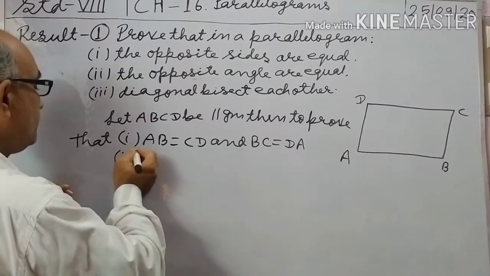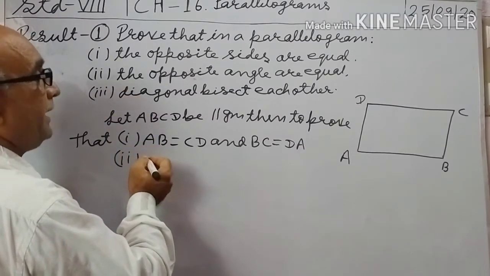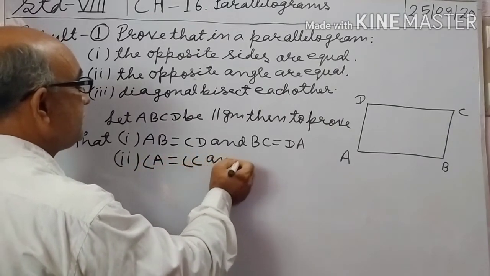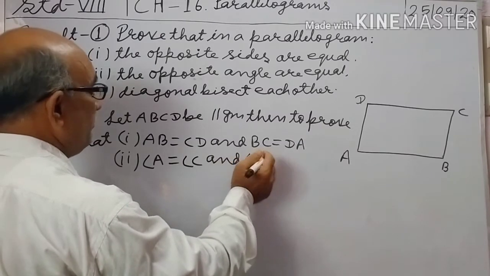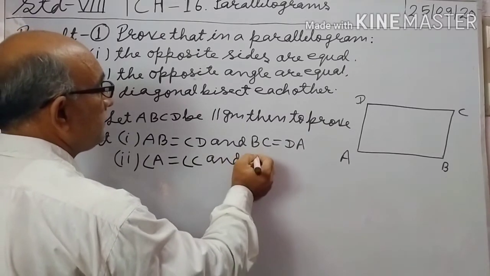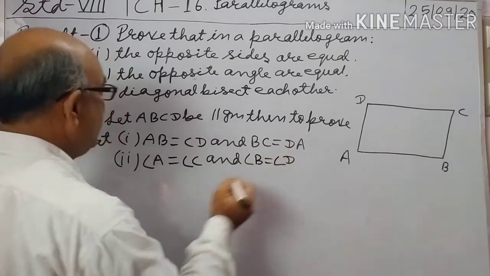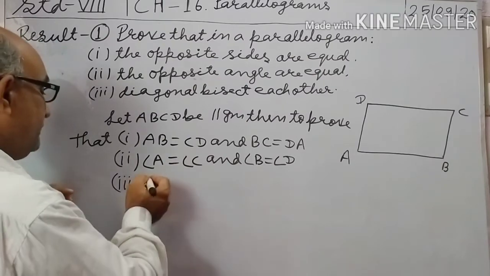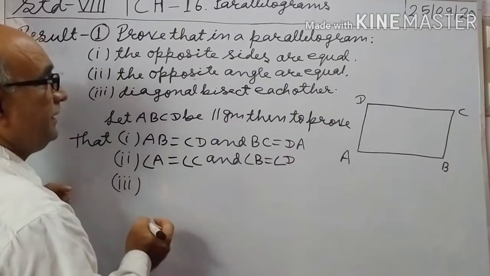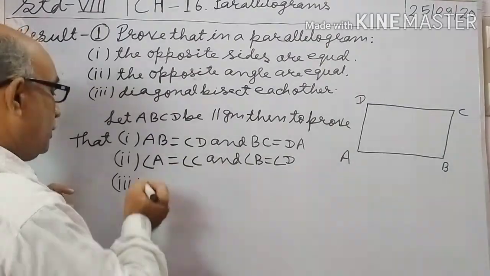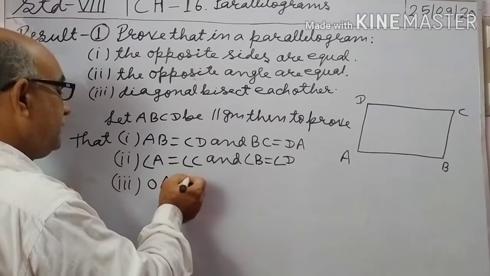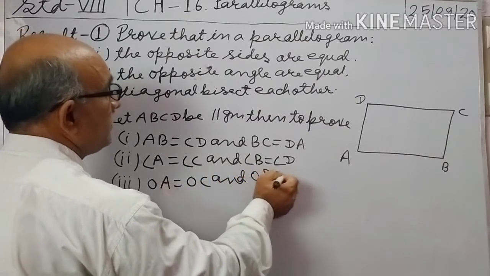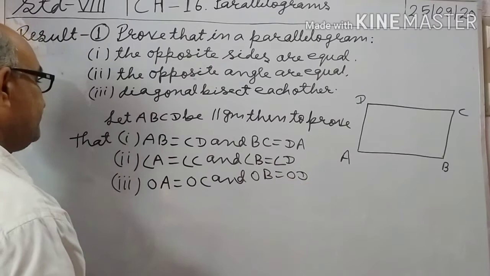Proof 2. The opposite angles are equal. Angle A equal to angle C and angle B equal to angle D. Proof 3. The diagonals bisect each other. So diagonals AC and BD meet at a point O. So OA equal to OC and OB equal to OD.